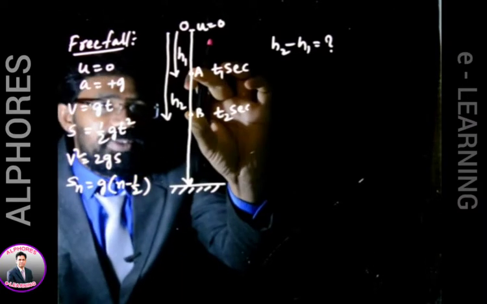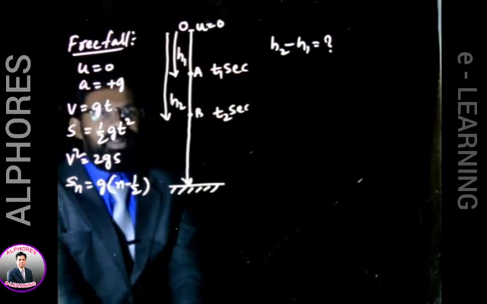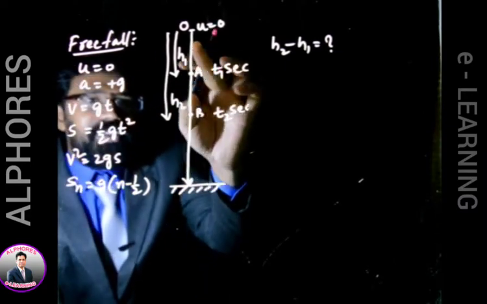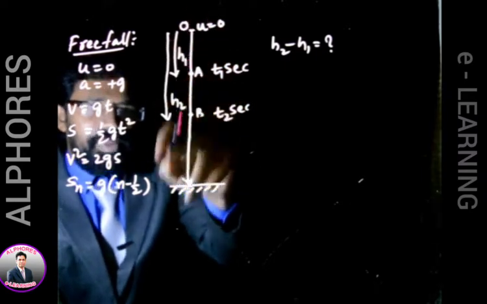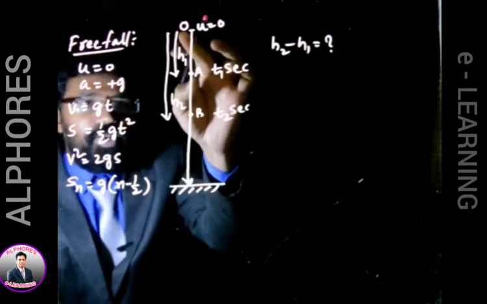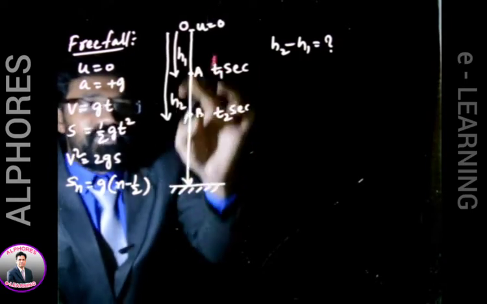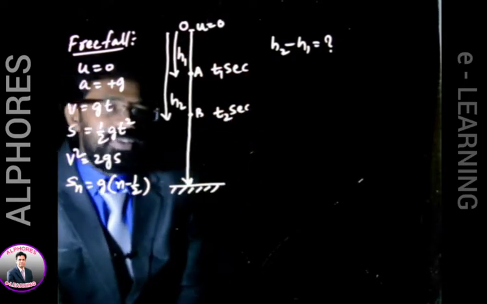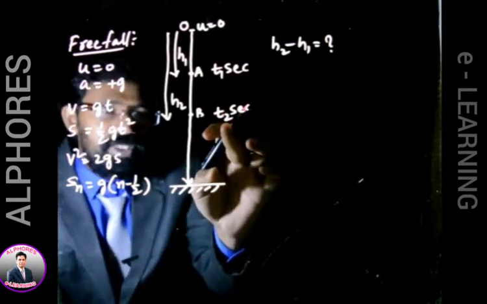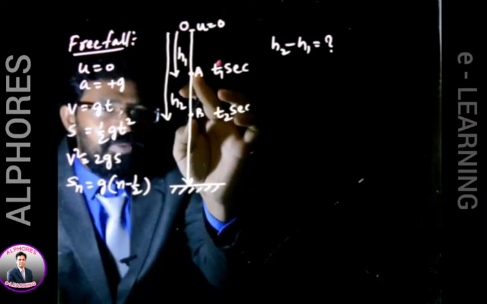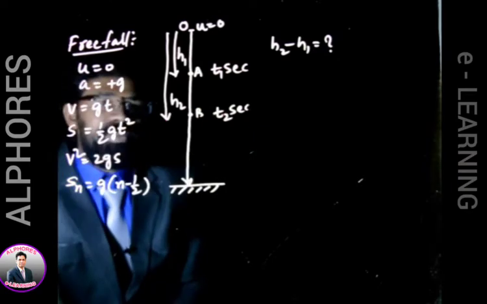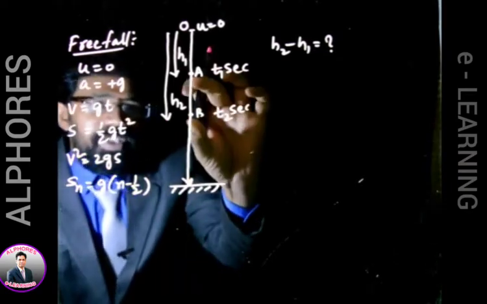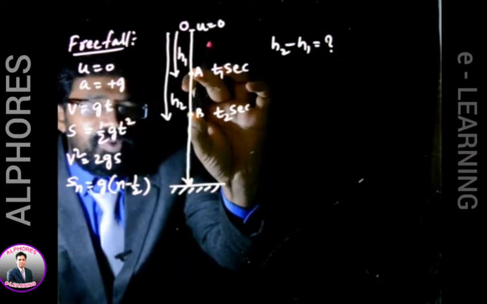I am trying to find the distance of separation between these 2 points A and B. A and B are both points on the path of the object. From O to A, it has taken t1 seconds. From O to B, it has taken a time equal to t2 seconds. Remember children, this t2 seconds is not the time taken by the body from A to B. It is the time taken by the body to reach from O to B. So I am trying to find the distance of separation between these 2 points.